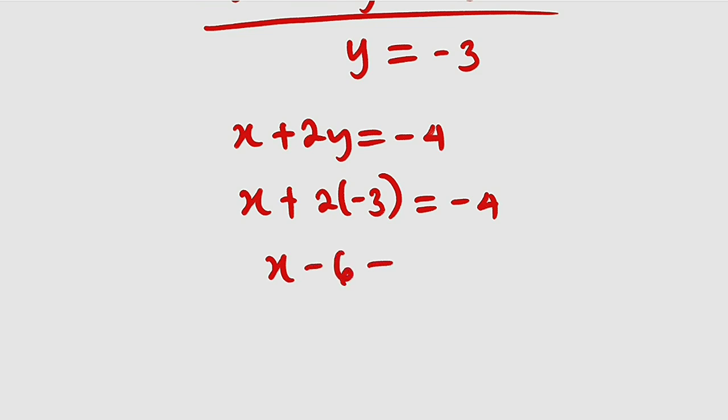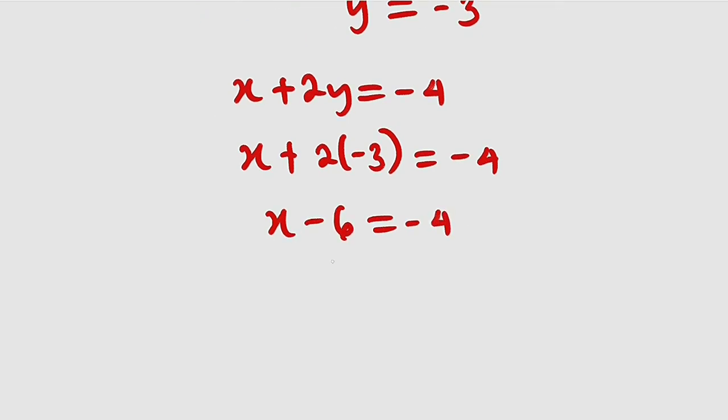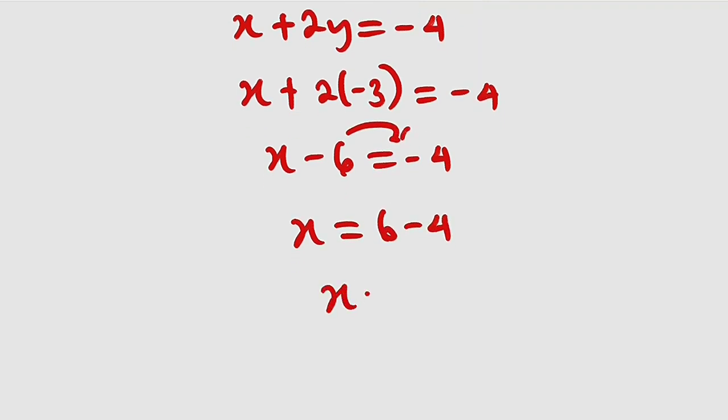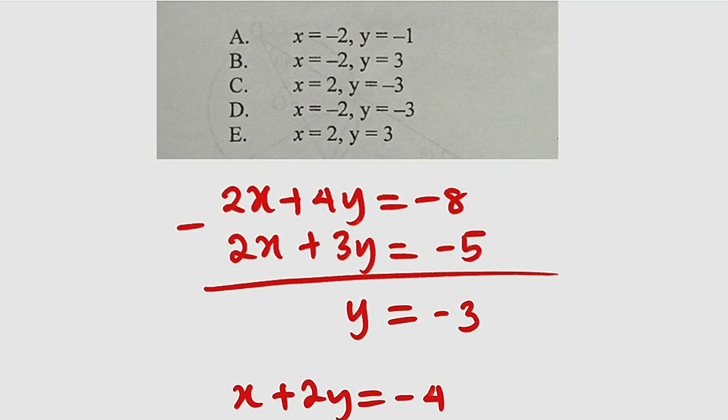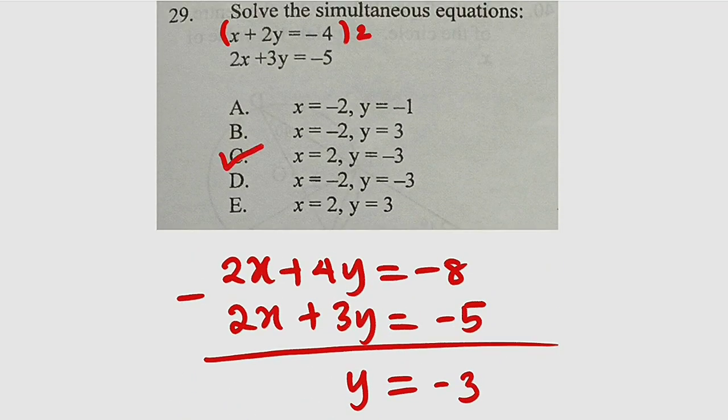X minus 6 equals negative 4. And finally, x equals 6 minus 4 if you take this one to the other side. And x is equal to what? 2. Therefore, x is equal to 2 and y equals negative 3, which is option C.